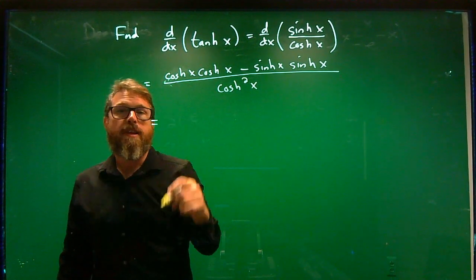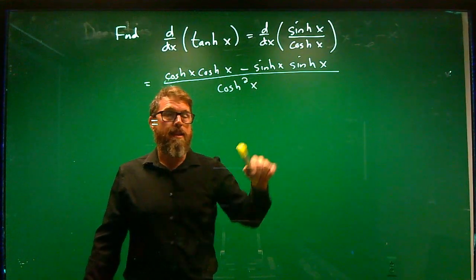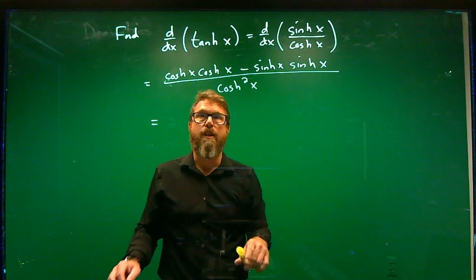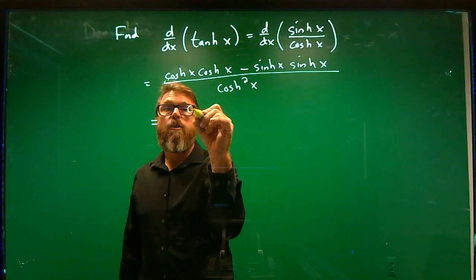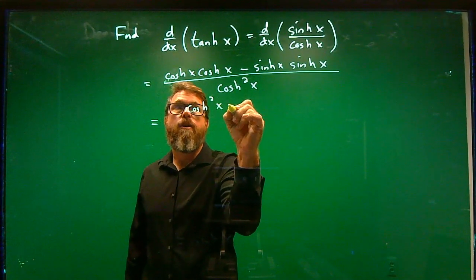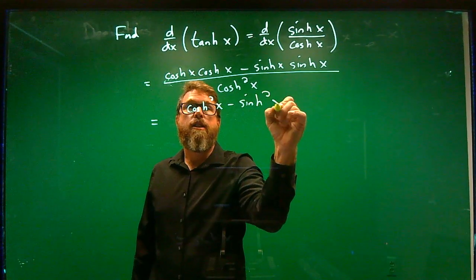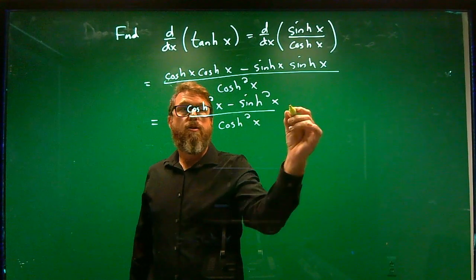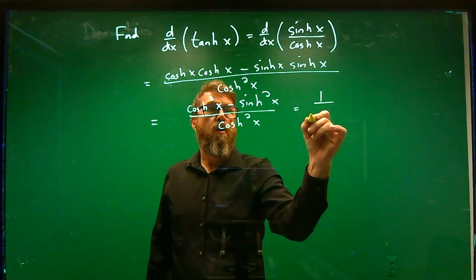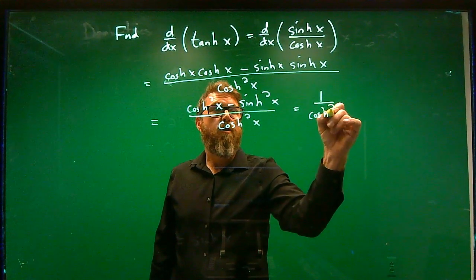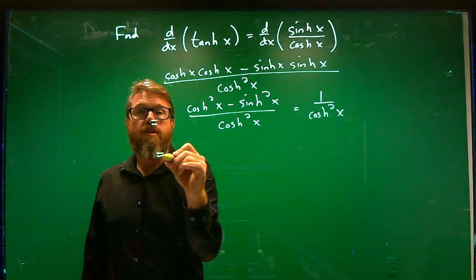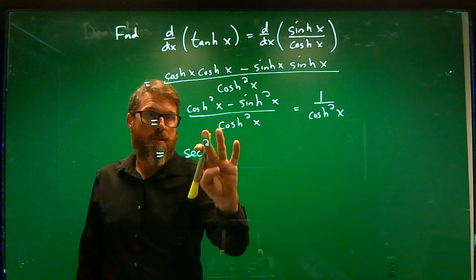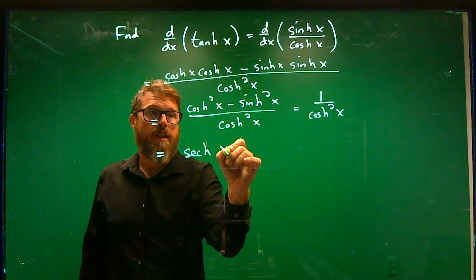Then simplifying this, the top is, well, it's a Pythagorean theorem when it comes to hyperbolas, of the form the hyperbolic cosine squared of x minus the hyperbolic sine squared of x, which we know is 1. So this is equal to 1 over the hyperbolic cosine squared of x. This is defined to be the hyperbolic secant squared of x. So this is the hyperbolic secant of x, but being squared.